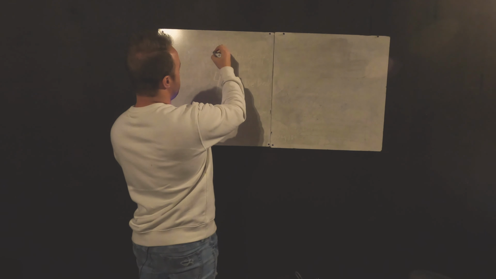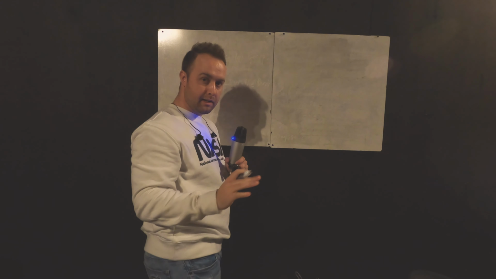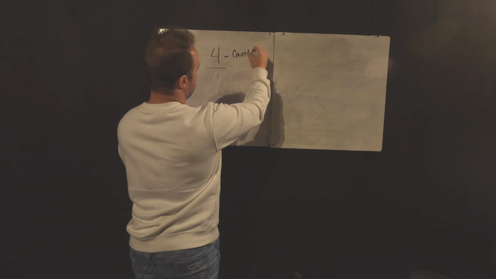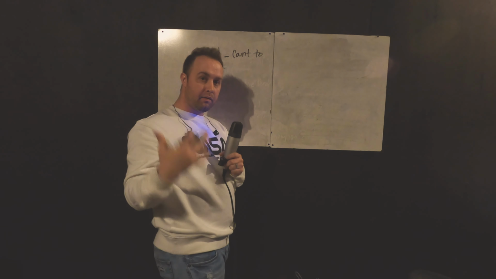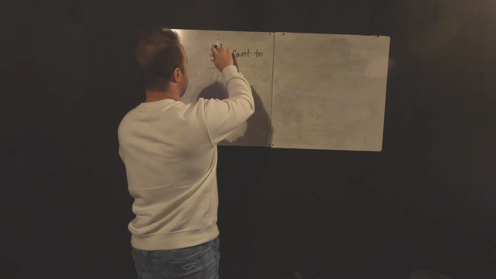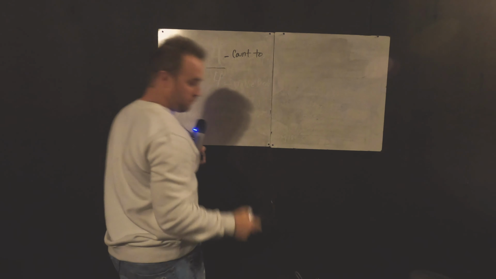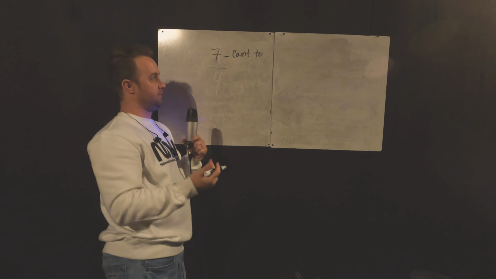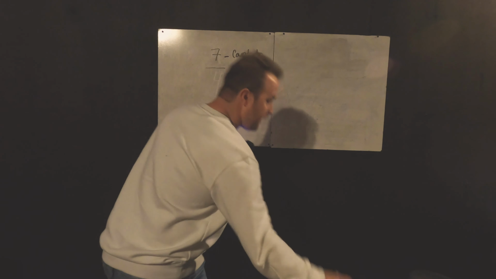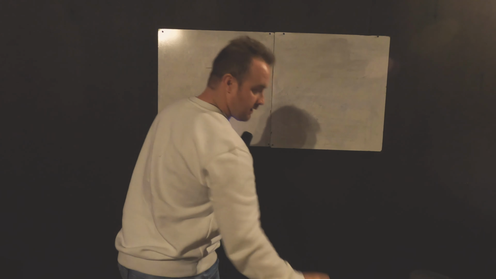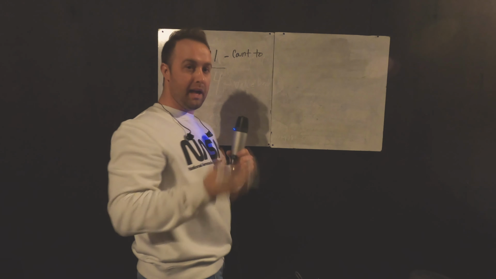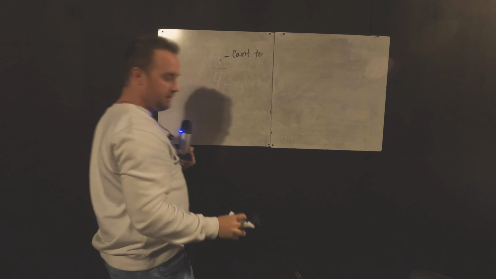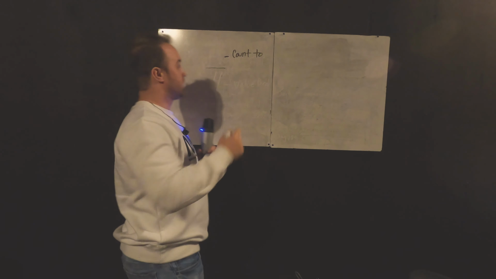So the top number, let's say 4. The top number literally just means how many beats you're counting to. So in this case, 4. Count 1, 2, 3, 4. Okay, so if the number was 7, we know to count to 7. 1, 2, 3, 4, 5, 6, 7. No matter what, guys, whatever time signature you're reading, the top number just means count to. If it's 11, count to 11. If it's 12, count to 12. Literally, that's all that means. It's the number that you should count to.